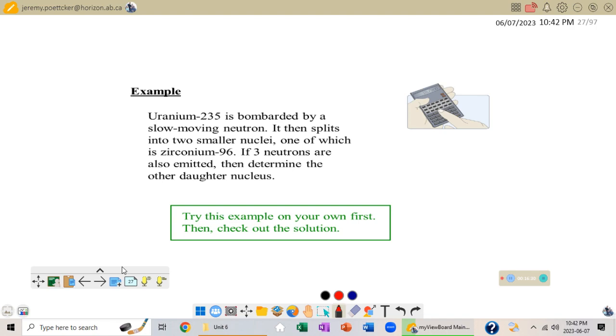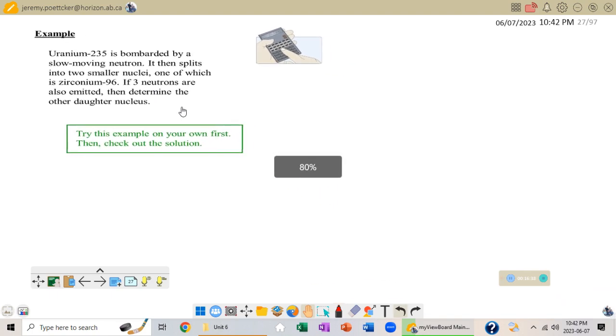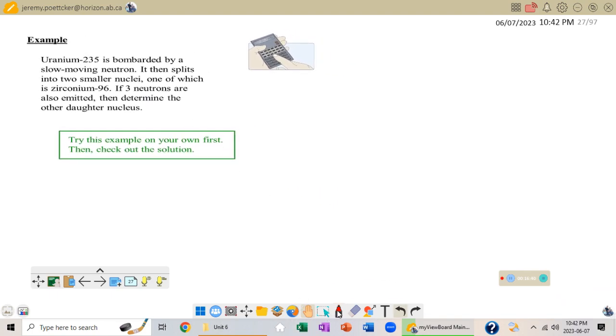Here's another way. This is the other kind of question I was telling you about. We can look at our uranium-235 bombarded by a slow-moving neutron. Lovely. It splits into 2 smaller nuclei, one of which is zirconium-96. So let's give this a try.